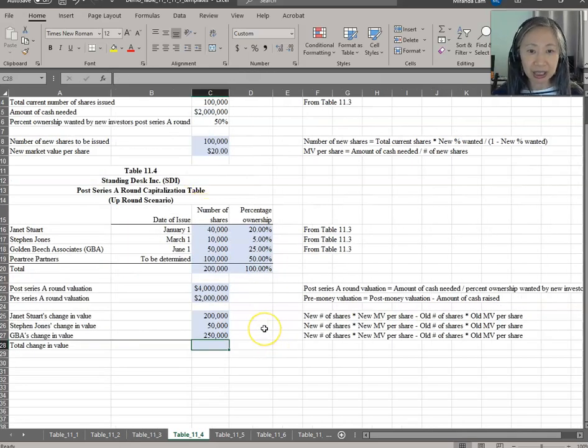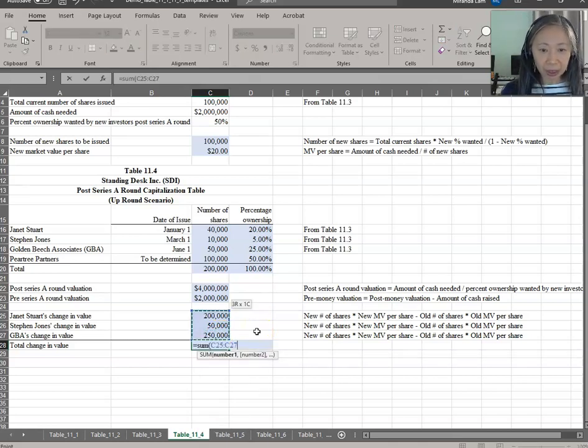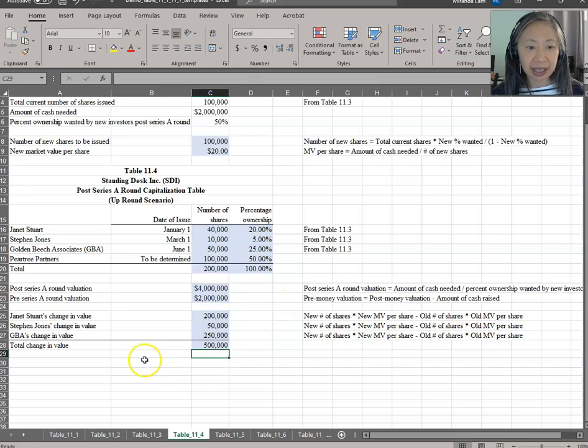In short, it's not hard to see this conceptually, even if you don't go through the formulas. Market value went from $15 to $20, so everybody gained $5 per share. For Janet, $5 per share times 40,000 shares is $200,000. For Stephen, $5 times 10,000 shares is $50,000. For GBA, $5 times 50,000 shares is $250,000. And in total, their value increased by $500,000.